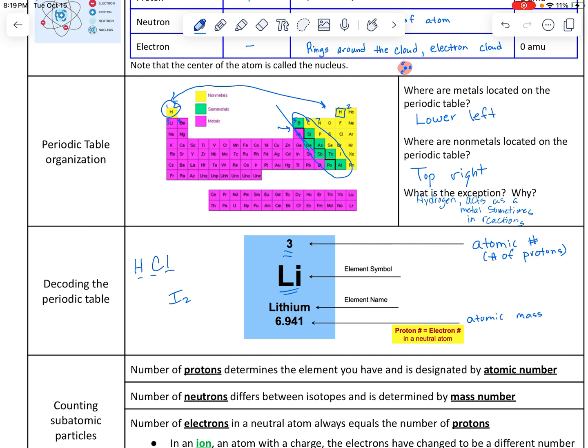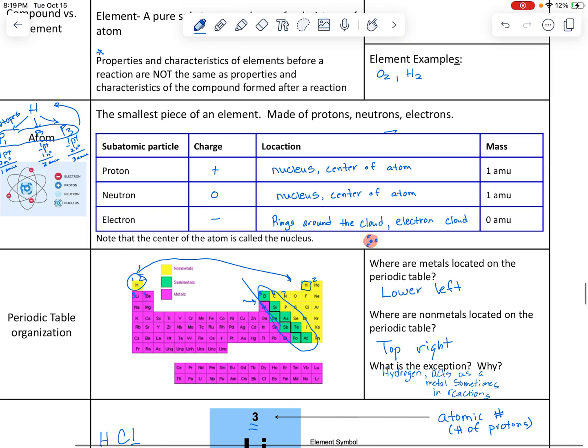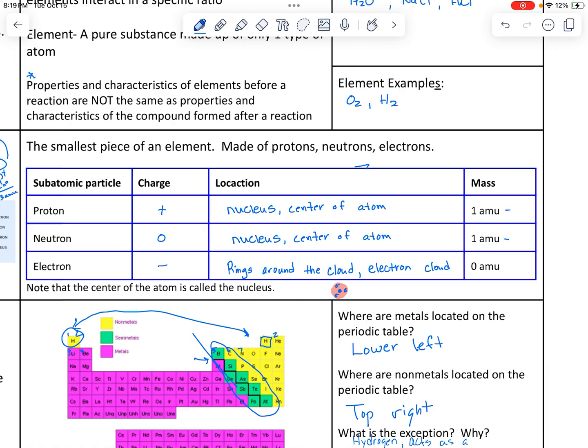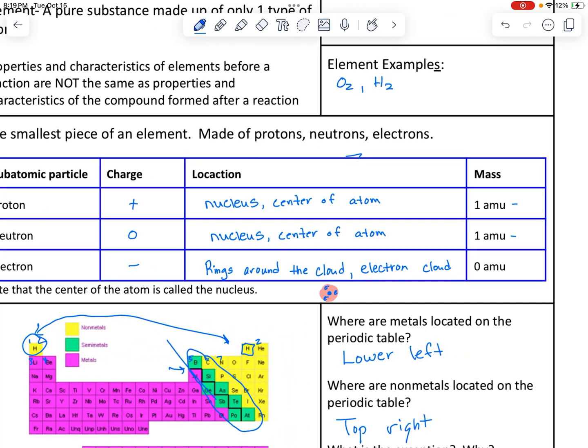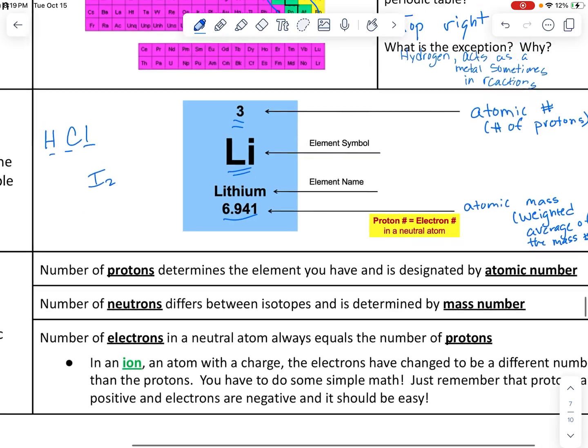The atomic mass is actually a weighted average of the mass number of all of the different isotopes that exist. Okay, that's why it's a decimal, right? So I mean, there are no lithium atoms that have a mass of 6.941. That doesn't make a lot of sense when I already told you the mass is determined by the protons and neutrons, right? So these are all whole number masses. You can never have a decimal place.